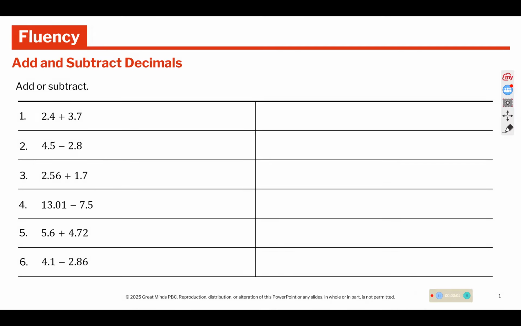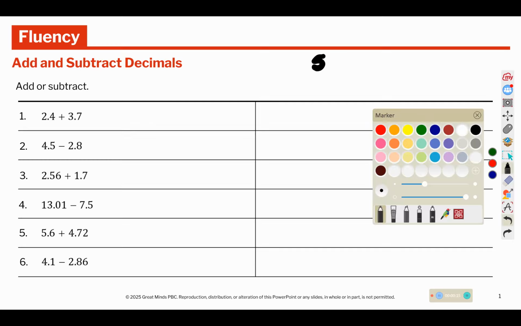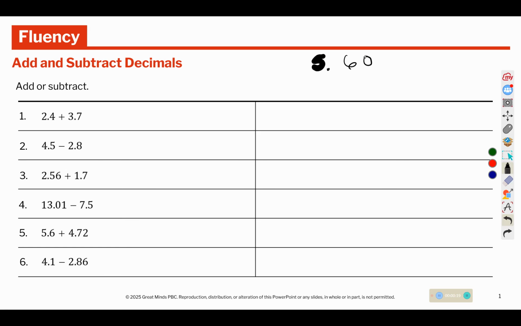For this warm-up, you need to either add or subtract. With addition and subtraction, your decimal places need to be lined up. So for example, in problem 5, we could do 5.60 and 4.72 so that our place values are aligned with their decimal places.